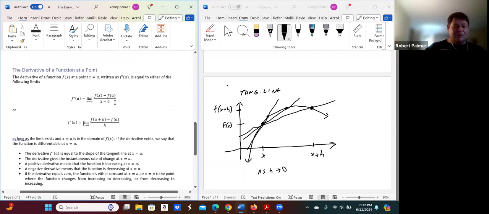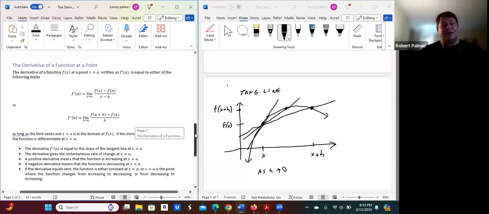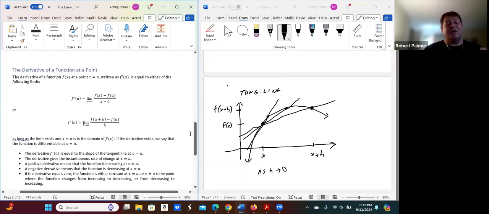And so they're basically these two limits at a point. Okay, and what that's going to give you is the instantaneous rate of change at this point a of this function f. Once again, as long as the limit exists and x is part of the domain.